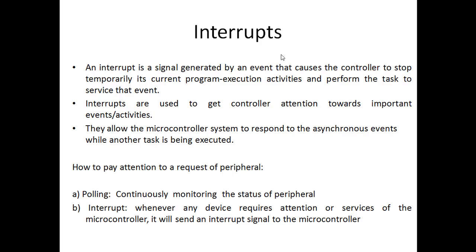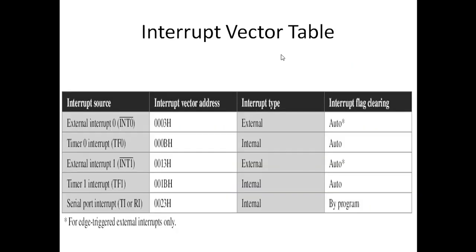Okay, moving ahead. There are normally how many types of interrupts in 8051? So there are generally 5 kinds of interrupts. They may occur internally or externally. If we talk about internal ones, there are 3 interrupts known as timer 0 interrupt, timer 1 interrupt, and serial port interrupt. And if we talk about external interrupts, there are 2 kinds: external interrupt 0 and external interrupt 1.